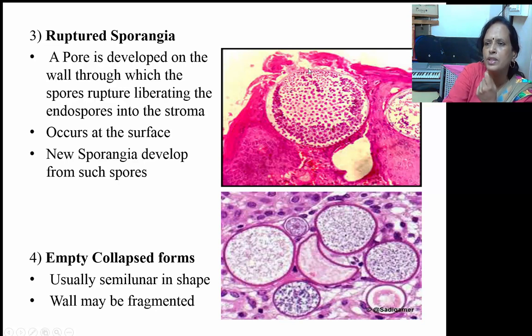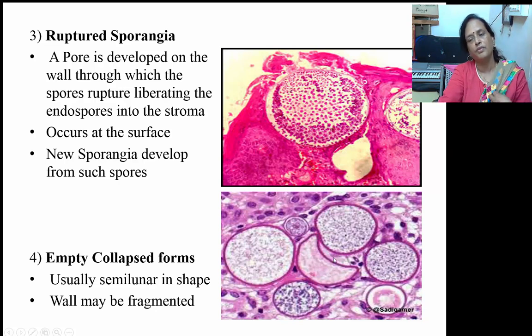So when it is on the surface, when these people swim or work under water, then naturally the endospores enter into the water. So new sporangia develop from such endospores. So this is the ruptured form. Then what happens after it is ruptured? All the endospores come out, they're liberated, and the outer wall, we said the chitinous wall, collapses. See, this appears usually like a semilunar shape, or sometimes the wall may be fragmented.